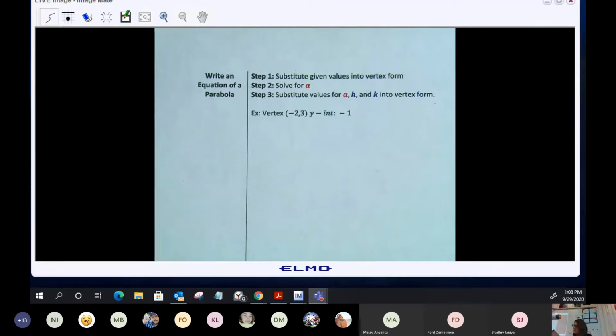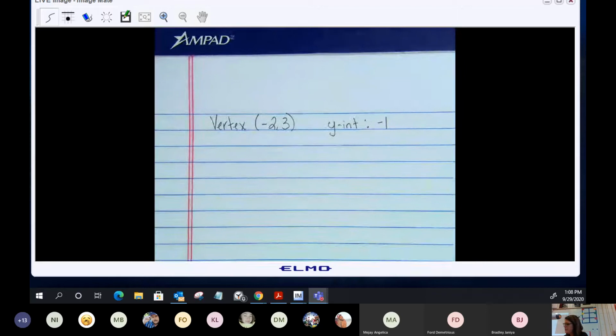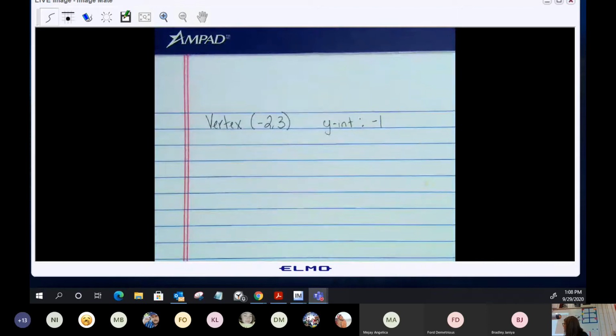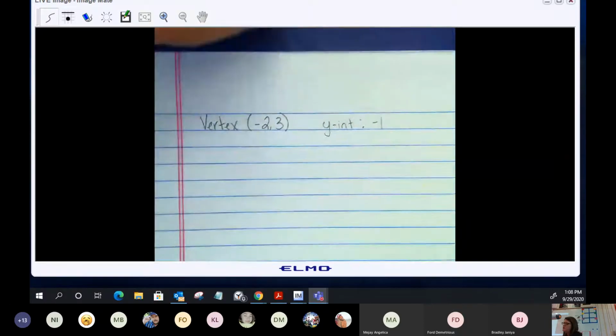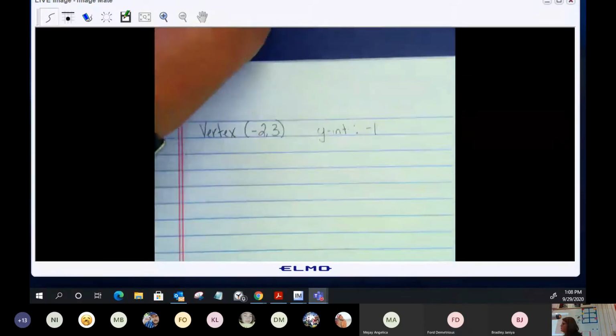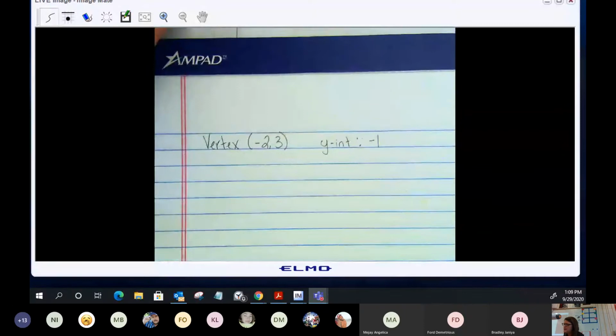Okay, let's write an equation of a parabola. I'm going to go ahead and do this on a separate sheet of paper. We are given the vertex is (-2, 3), and my y-intercept is -1. The first thing I want to do is determine what information I was given.